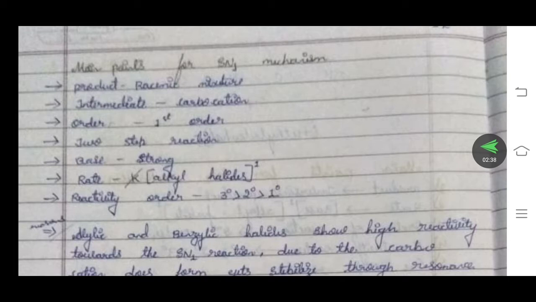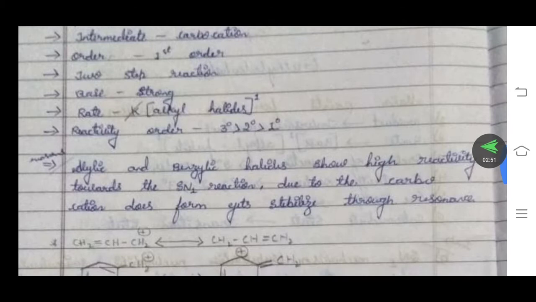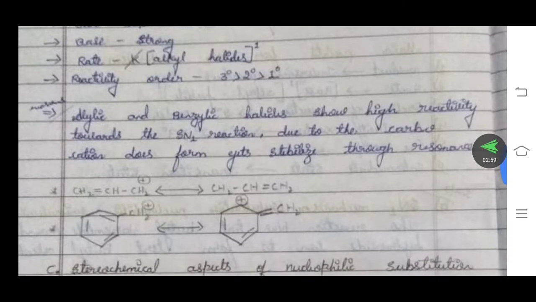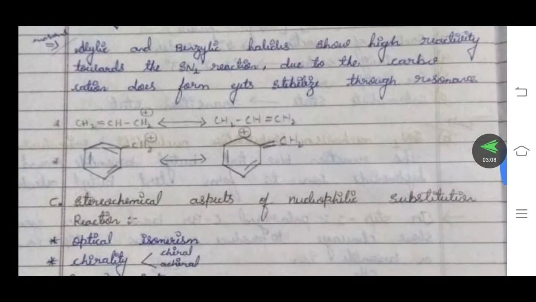Next, reactivity order. This is opposite to the SN2 mechanism. So what is the order? Tertiary is greater than secondary, secondary is greater than primary. Next one. See, allylic and benzylic halides show high reactivity towards the SN1 reaction because the carbocation gets stabilized through resonance.